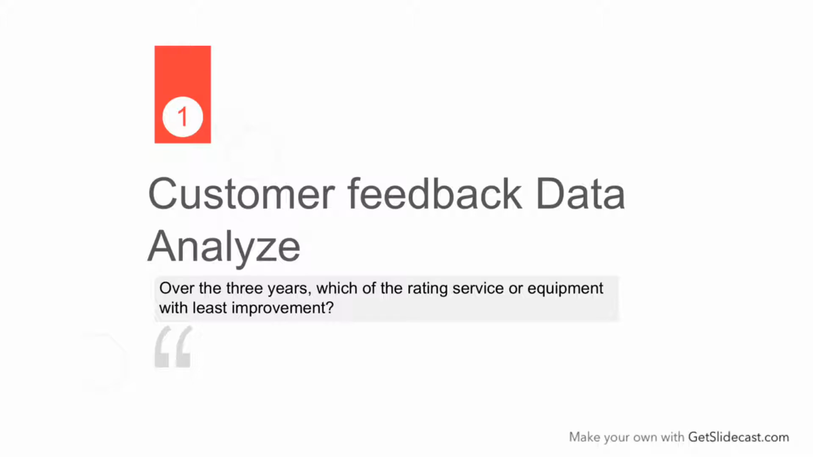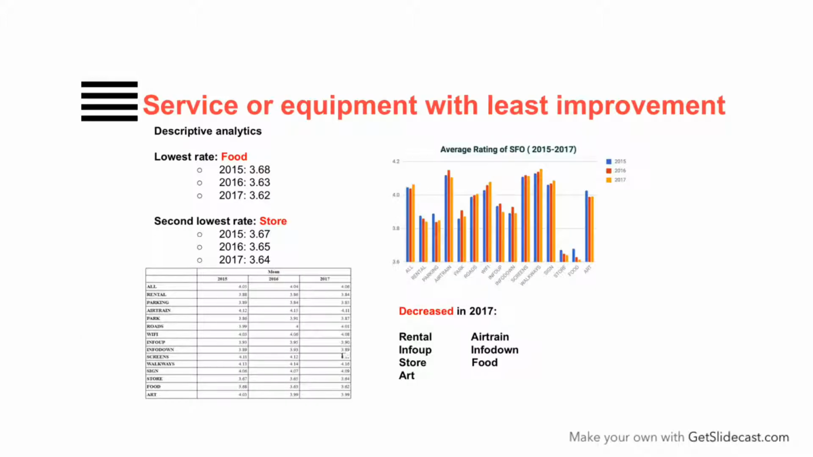Next, we will introduce the first part, customer feedback data analysis, which concentrates on the first frame question: over the 3 years, which of the rating services or equipment had the latest improvement. We use descriptive analytics to analyze the first frame question. We want to know which rating services improved most in the past 3 years.